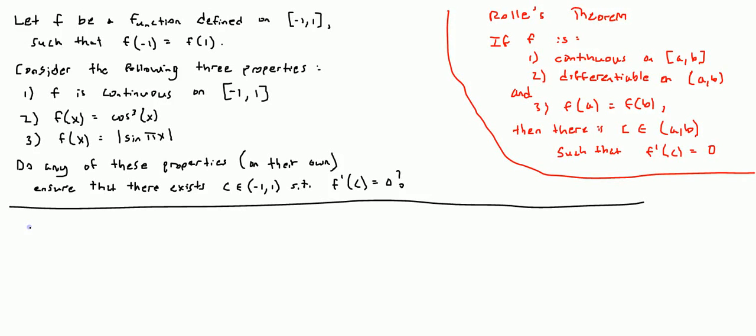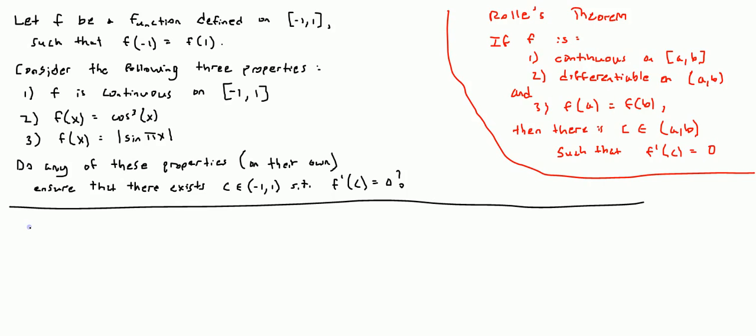So this video is going to be on Rolle's theorem. We have a question that says, let f be a function defined on the closed interval [-1, 1], such that f of -1 is equal to f of 1. And they want us to consider three different properties. The first one is that f is continuous on the closed interval [-1, 1]. The second is f is equal to cosine cubed of x. And the third is that f is equal to the absolute value of sine of pi times x.